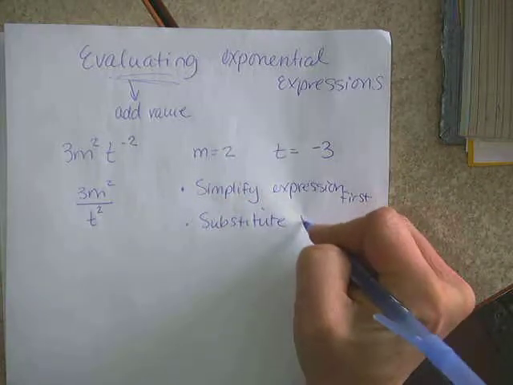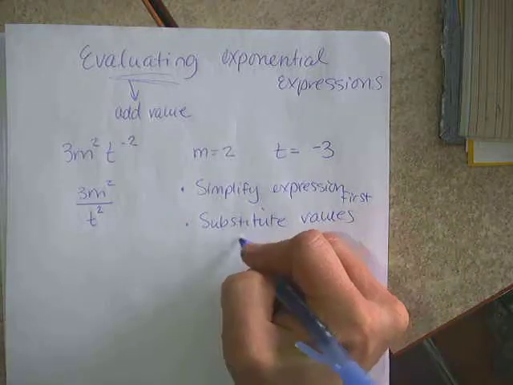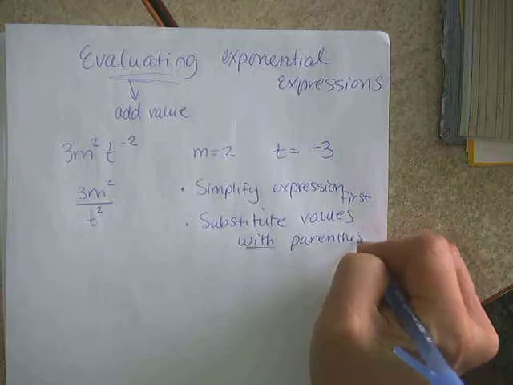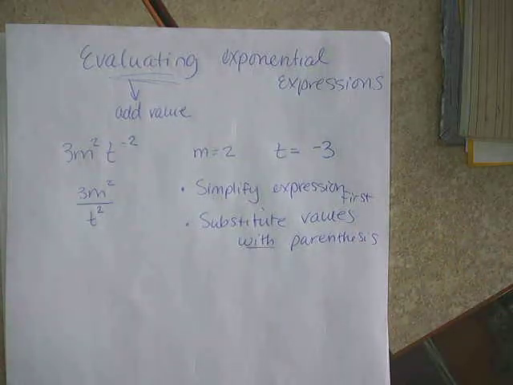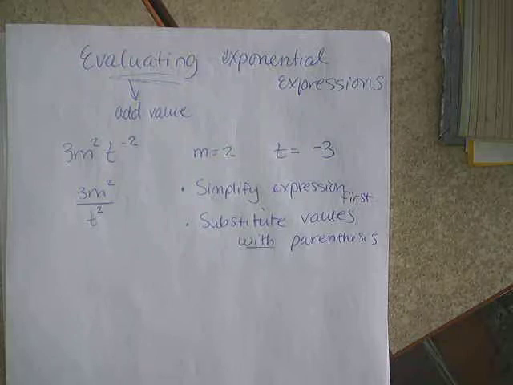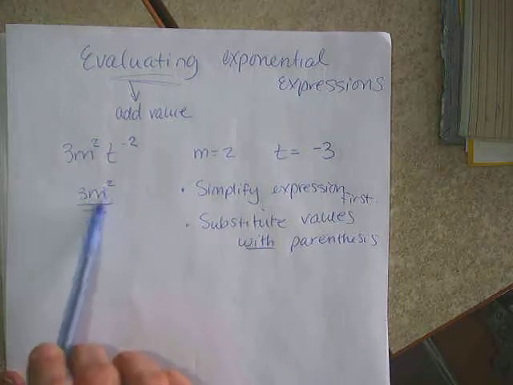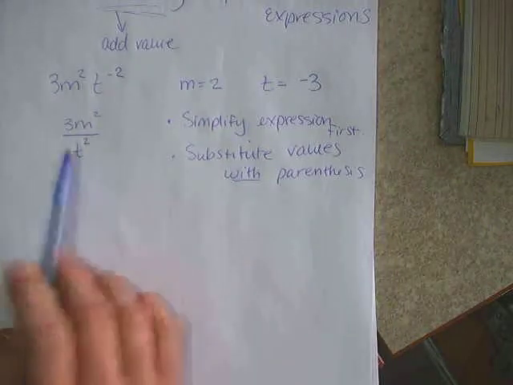Then you are going to substitute values with parentheses. Not as big of a deal when you have positive values, but when you have negative values that are getting exponents, you really want to be concerned with, does the negative get the exponent or not? It's that whole, if it's in parentheses, it does, if it's not, it doesn't. But when you're subbing in, it should be in parentheses. It will get the exponent.